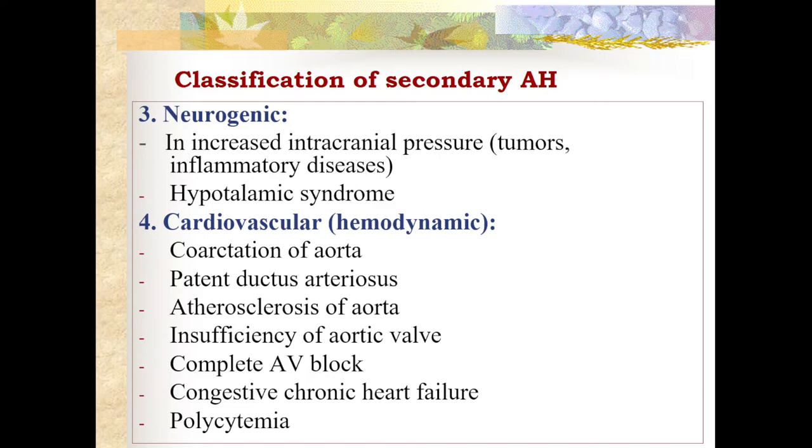Arterial hypertension depends on stroke volume and circulatory volume, and peripheral resistance of arteries.